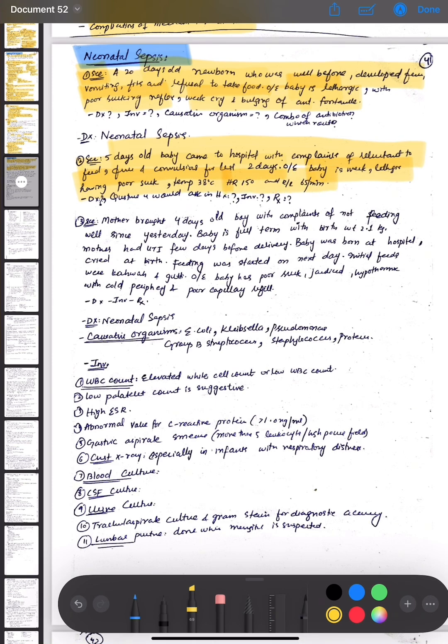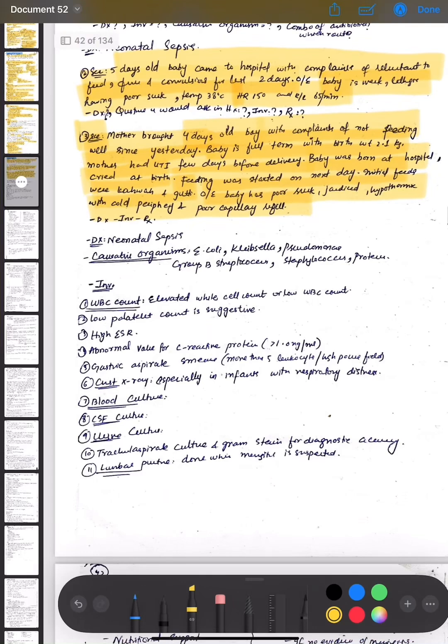Another scenario is that a mother brought a 4 days old boy with complaints of not feeding well since yesterday. The baby is full term with birth weight 2.1 kg. Mother had UTI a few days before delivery, but the baby was born at hospital and cried at birth. Feeding was started on the next day. Initial feeds were fine, and on examination the baby has poor suction, jaundice, hypothermia with cold periphery and poor capillary refill. So what is the diagnosis, the causative organisms, and the investigations?